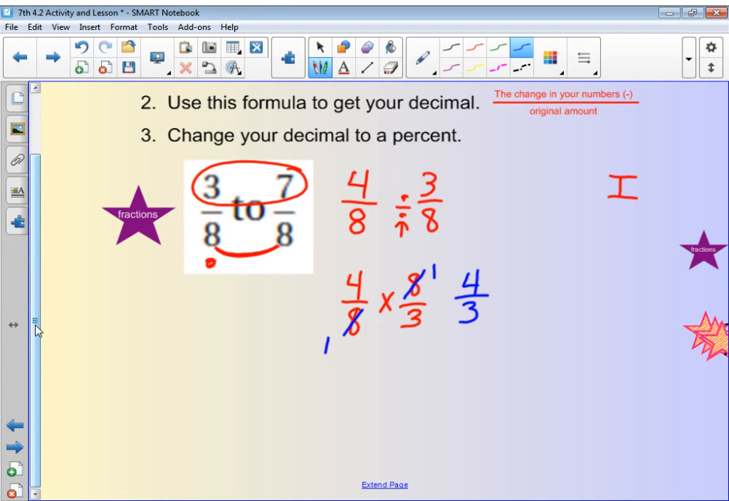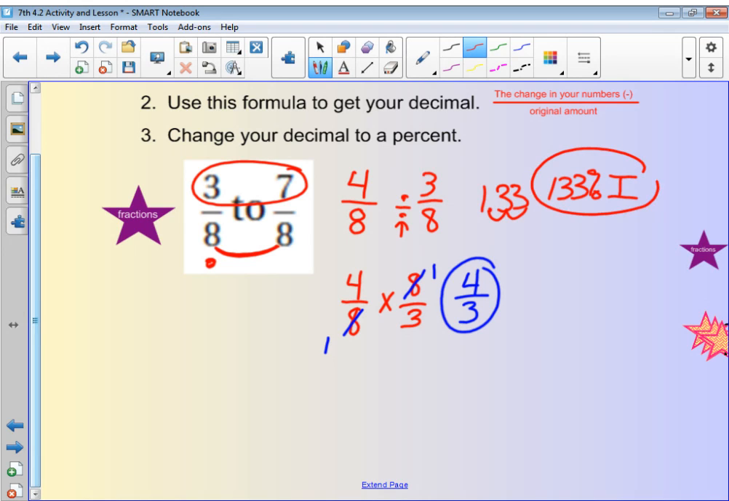But remember, we always work and change it to our percentage. So now we're going to go ahead. This was our fraction. We're going to change that to its decimal. So 4 divided by 3 gives me 1.3 repeating, so 1.33. Percentage-wise, we would go 2 places, so it's 133% increase in the end.